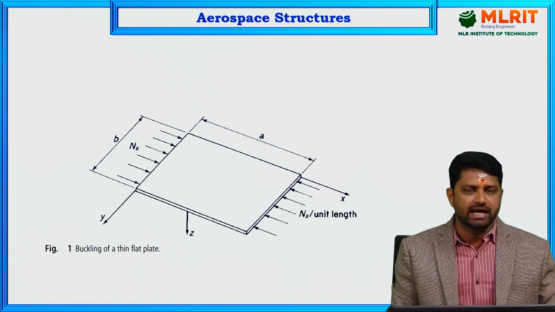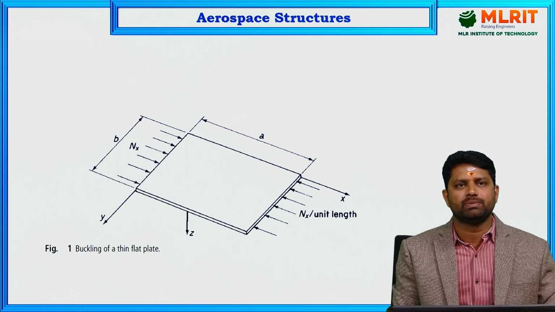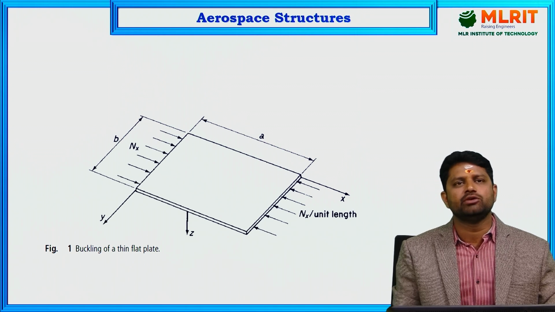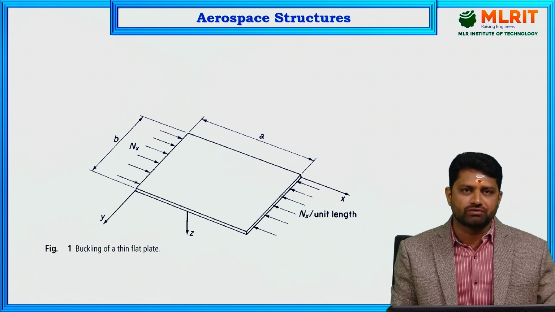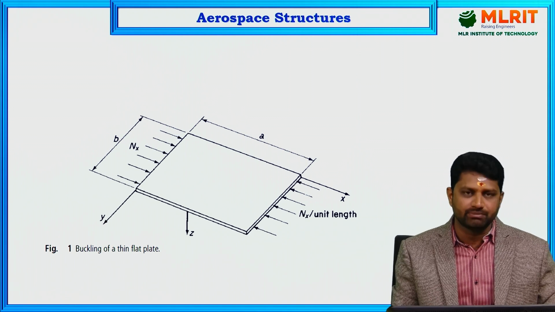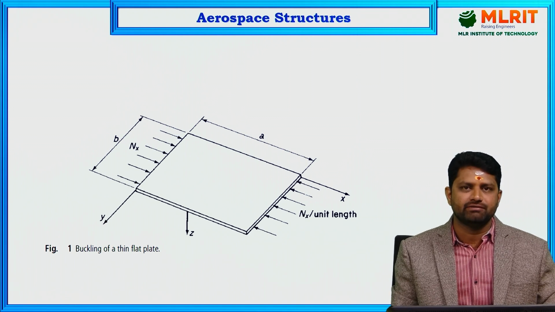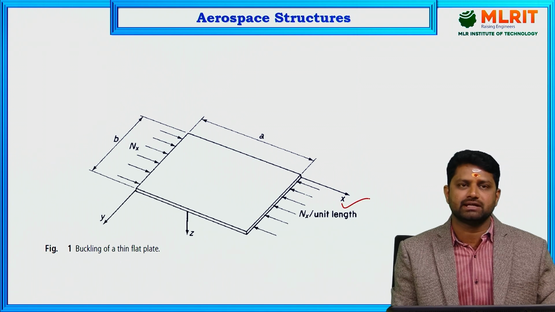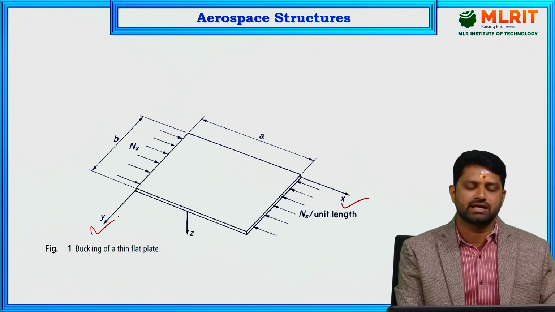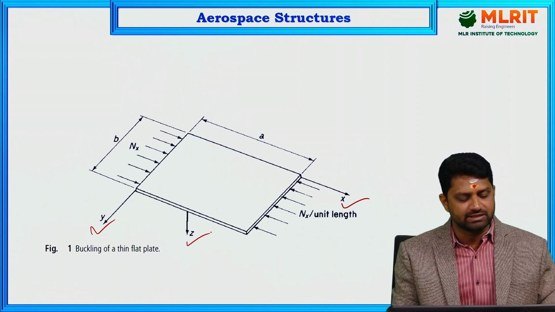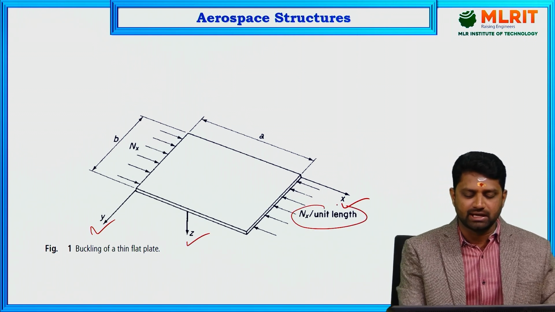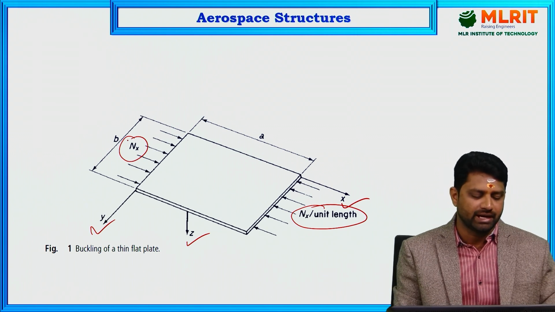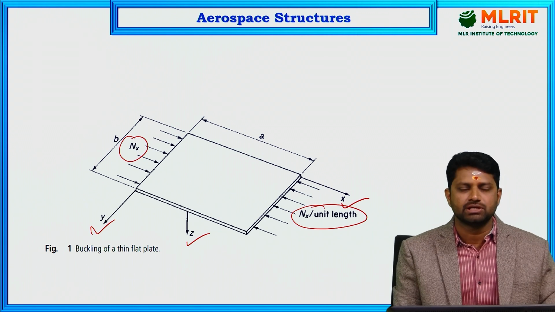In this diagram, we can see a thin plate in which an Nx compressive load is acting. You can see the cross section of the plate, that is, its dimensions A cross B, and an X, Y, Z axis system has been taken, with the X axis in this direction, the Y axis in this direction, and the Z axis in this direction. Nx compressive load per unit length is acting on the two edges of the thin plate. So this is just an example.